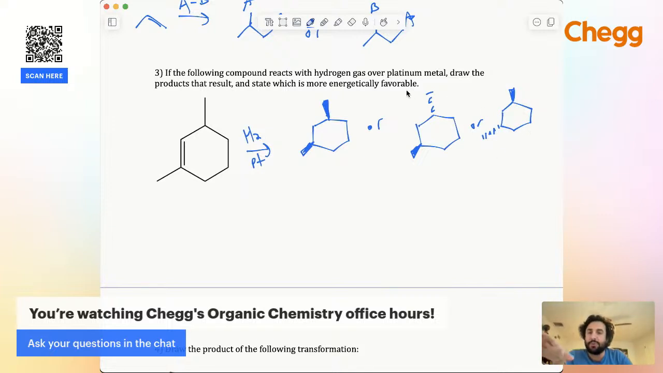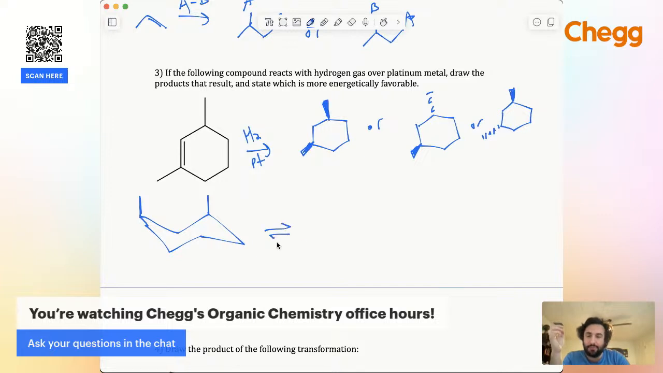But then the question asks which is more energetically favorable. So what does that mean? Well, we have a cyclohexane derivative, and if we're talking about stability, we have to look at this in appropriate conformation. We have to draw some chairs. So let's draw a chair for the cis isomer. There's only one cis isomer. So let's put this methyl up, axial. And then we go two clockwise, boom, boom. We have another one up, and so that's axial. So that's one of the chairs.